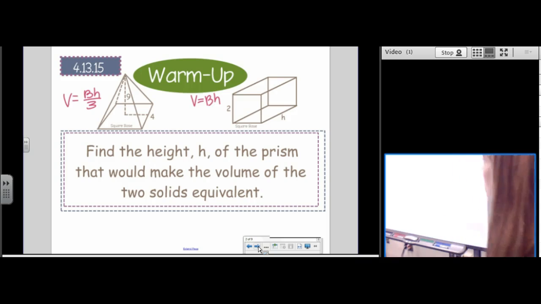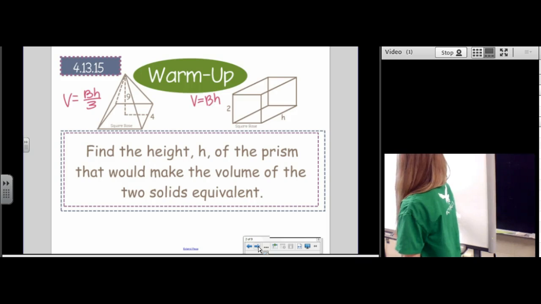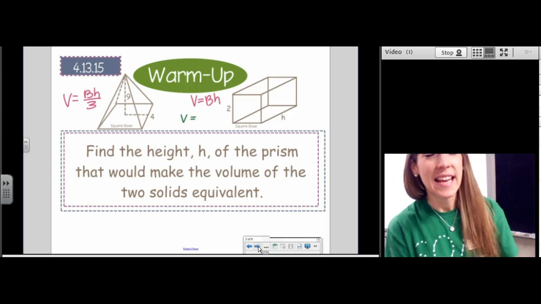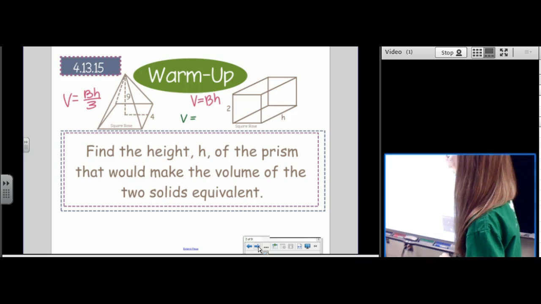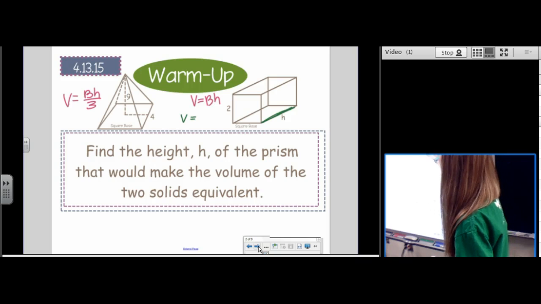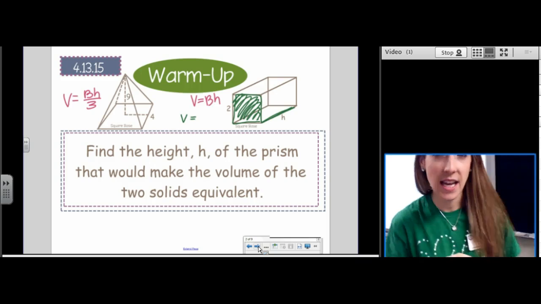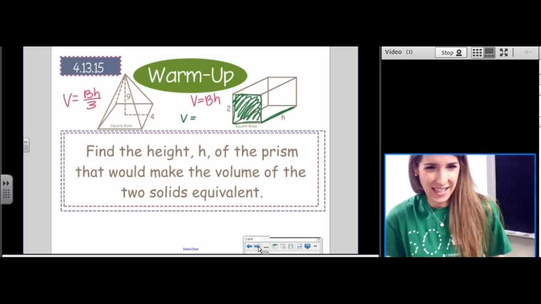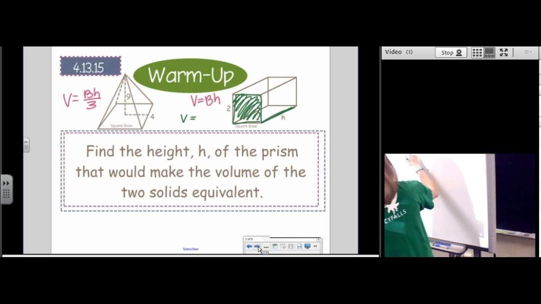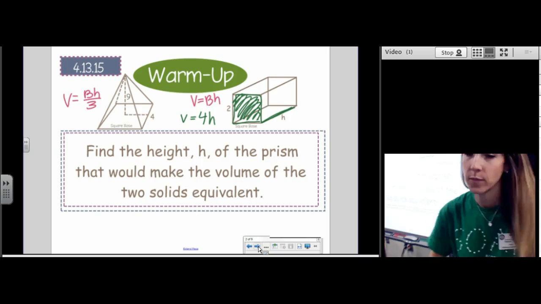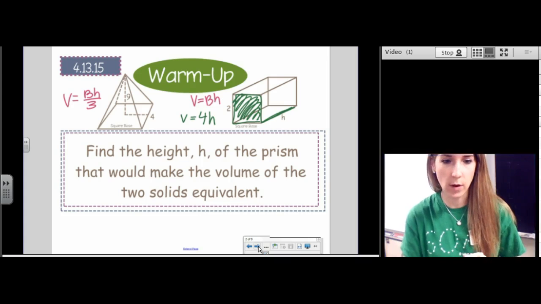In the prism, do we know what capital B is? Now notice, it is not sitting on its base. See where H is? This is the height. So be careful. If that's the height, that forces this to be the base. And it did give us a hint that it is a square base. So that's easy. The capital B for the prism is 2 times 2. It's 4. So capital B means area of the base. The area of that square base is 4.